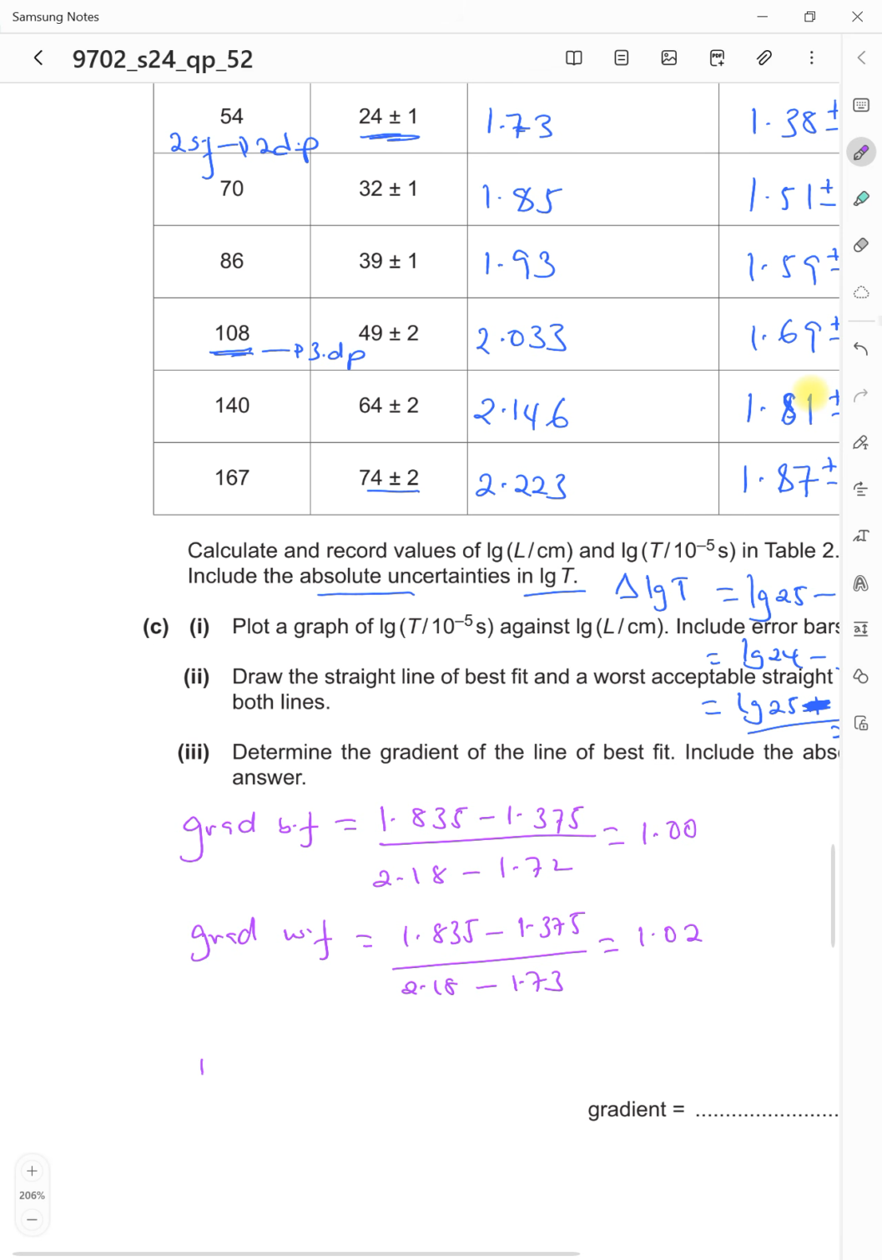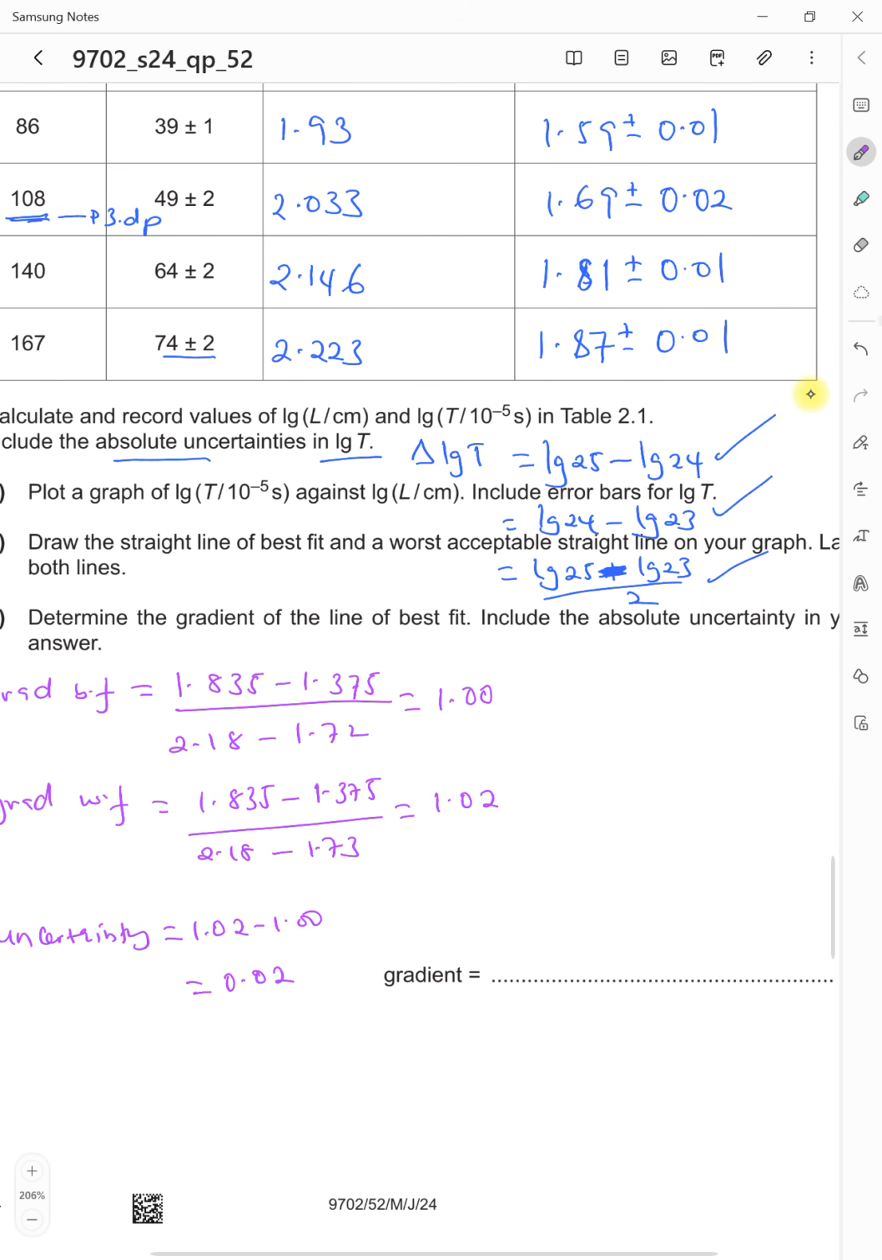Okay, then that means the uncertainty. Of course, I did not include the power of 10 when finding the gradient. It is not necessary here. The uncertainty is going to be 1.02 minus 1.00, which is going to be 0.02. So it means the gradient is going to be 1.00 plus or minus 0.02.